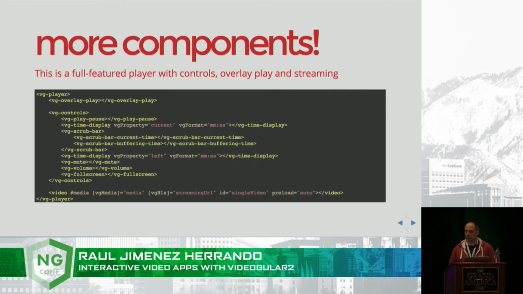And this is a more advanced example, with more components. This is from another module, the overlay play button, which sits over the other components, that big play button. And we have controls, for example play/pause, but also the time display, where we can display the current time or the time left. And we have the scrub bar, where we can show the current time or the buffering time. So it is really easy for you to customize your player in a declarative way.